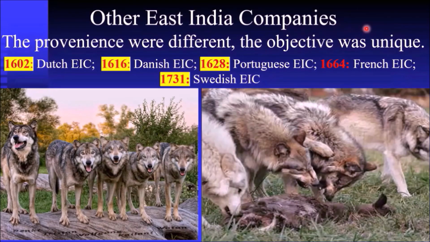Other East India companies, the provenance was different, but the objective was the same. In 1602, the Dutch East India Company. Then in 1616, the Danish East India Company. In 1628 came again the Portuguese East India Company, even though they came previously in 1498 and destroyed the whole of Goa. In 1664, the French East India Company, which could resist a little more than the other East India companies. And in 1731 came the Swedish to establish their own East India Company.